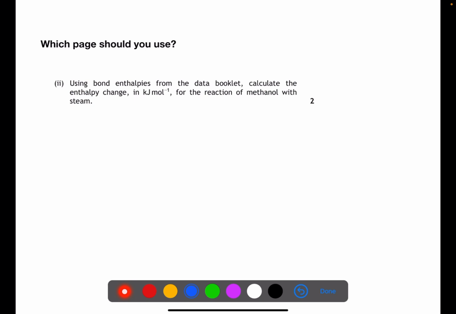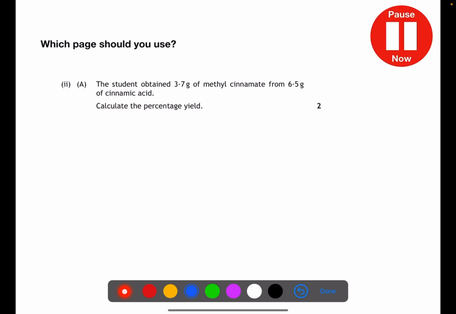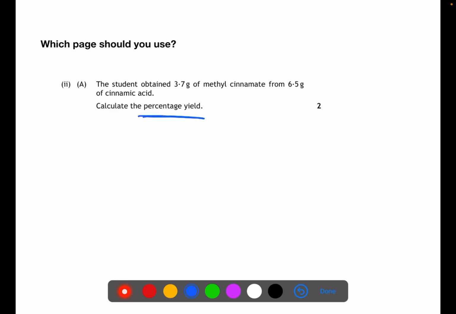This one specifically directs you to the databook and says using bond enthalpies. Bond enthalpies are on page 11. Finally, what page would you use for this question? For this question, you're trying to calculate percentage yield. If you don't know what equation you need to use for percentage yield, then you need to look at your relationships page on page 4.